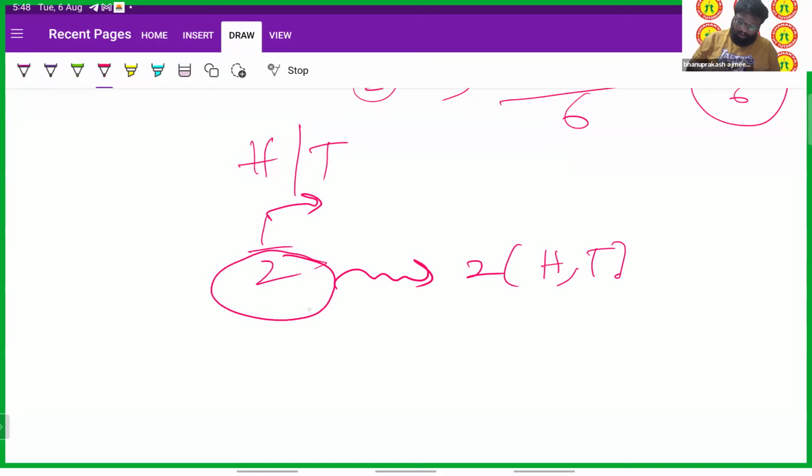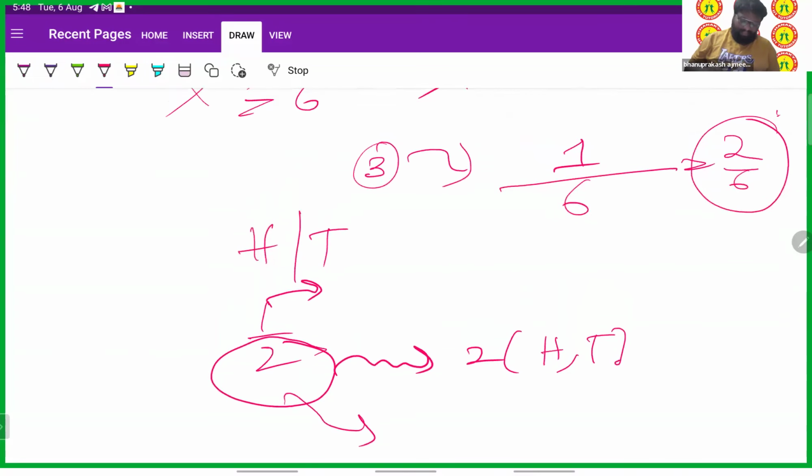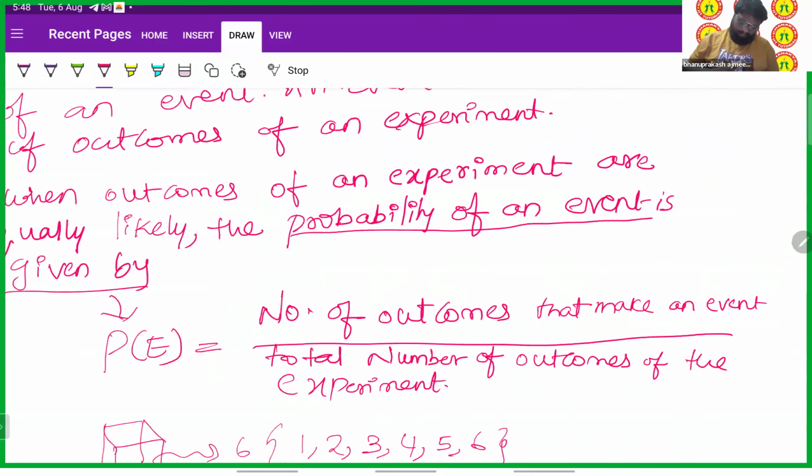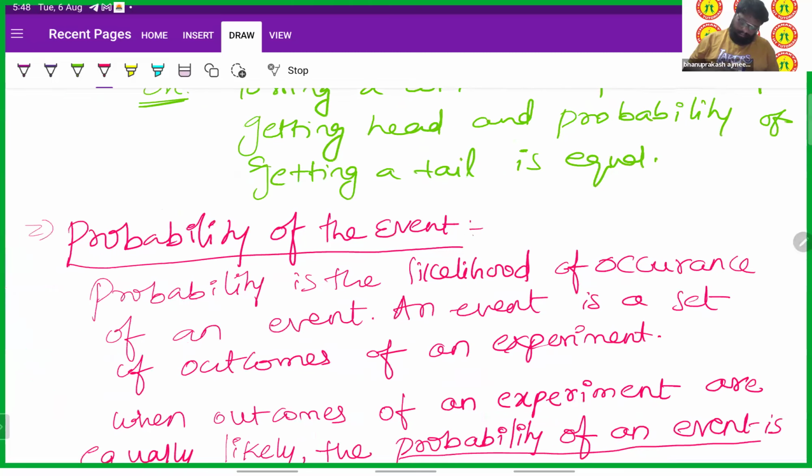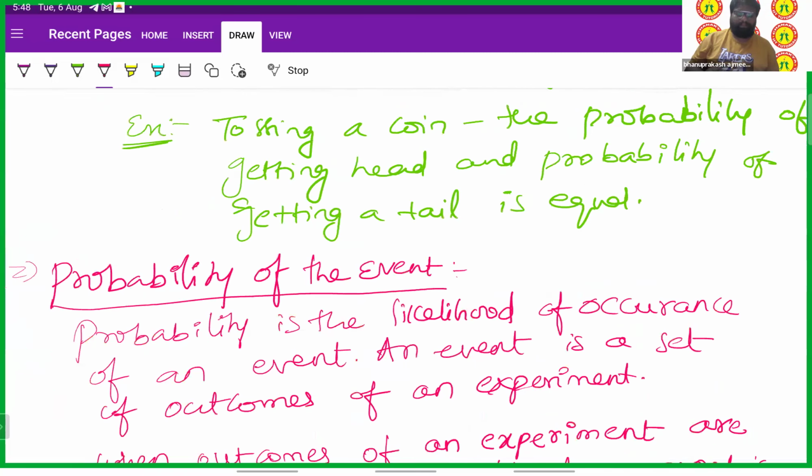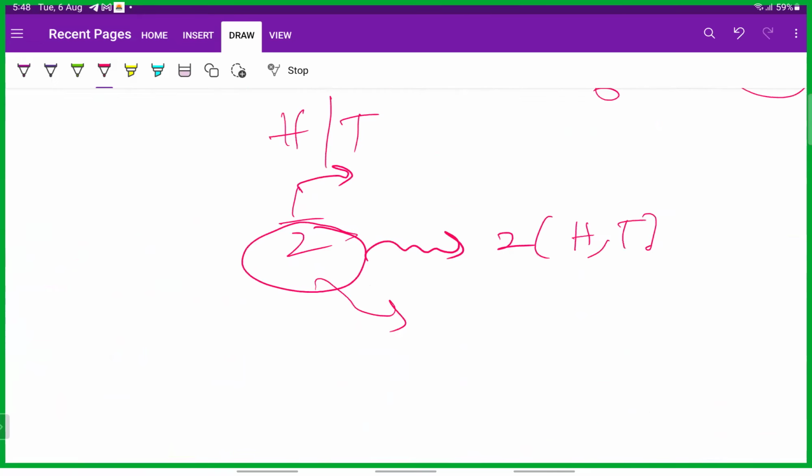So that's the reason why we call it an equally likely event, equal probability, equally likely outcome. There are 2 chances: either it may be head or it may be tail. So the probability is 50-50 chances, that is 50 by 100, that is 1 by 2. So we have 2 outcomes.